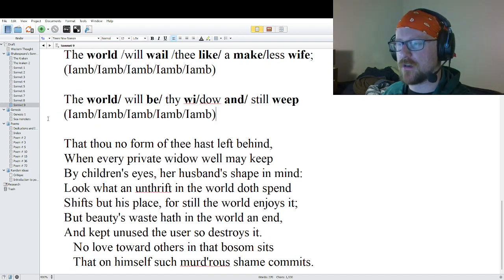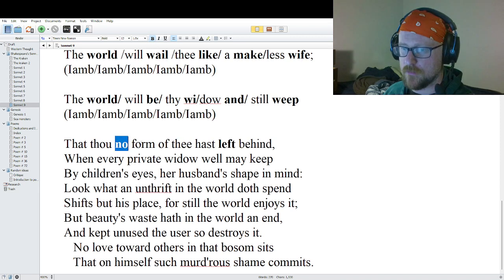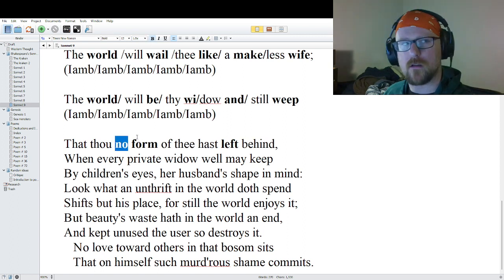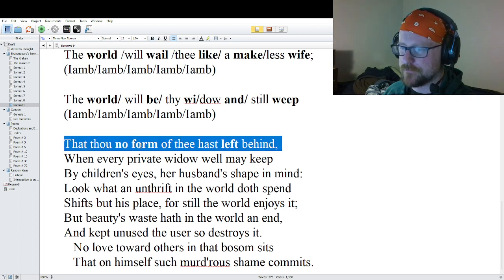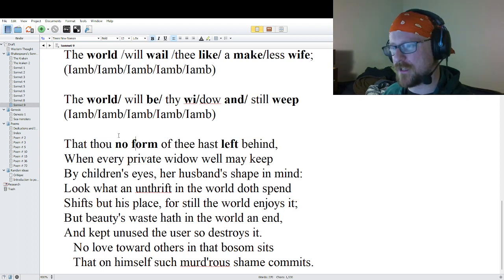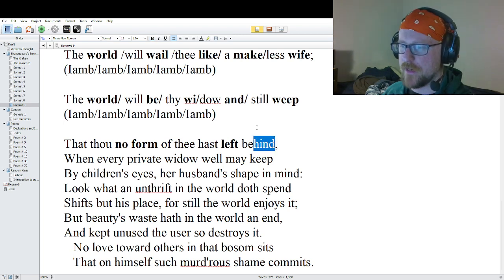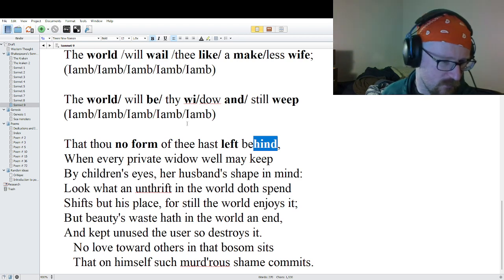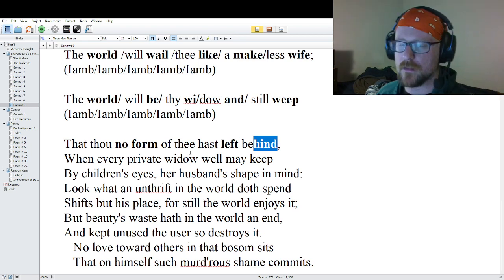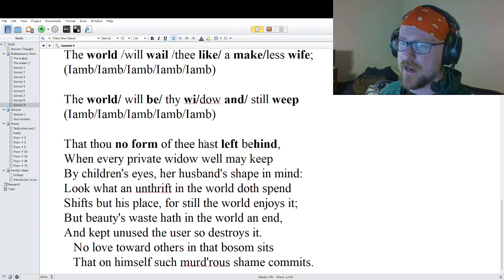Okay, so we've got to ask, do we have any important monosyllable words? Well, we have left, we have no, which is an adverb, we have form, which could be an adjective too. I think not is actually the adverb, and no is an adjective. I have to double check that. But anyways, we've got that. So then step two, do we have any primary stresses? We do. We have this one right here, the hind in behind. And then do we have any promotions? We have one, of the hast, so the gets promoted.